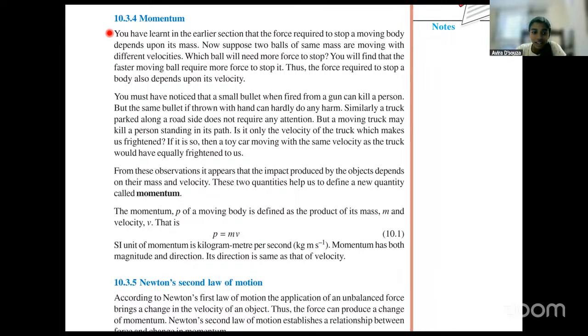Similarly, a truck parked along a roadside does not require any attention, but a moving truck may kill a person standing in its path. Is it only the velocity of the truck which makes us frightened? If it is so, then a toy car moving with the same velocity as a truck may have equally frightened us.